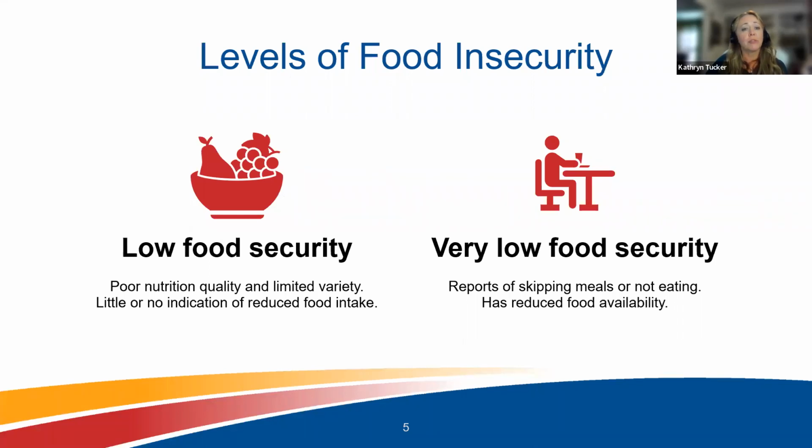For example, those experiencing low food security have food, but it's nutritionally inadequate. This can lead to nutrient deficiency and malnutrition. Those experiencing very low food security have reduced food availability that can lead to skipping meals, not eating. For example, not having enough funds to purchase food. And then this type of food insecurity is very serious and could lead to very detrimental health conditions. Next slide.